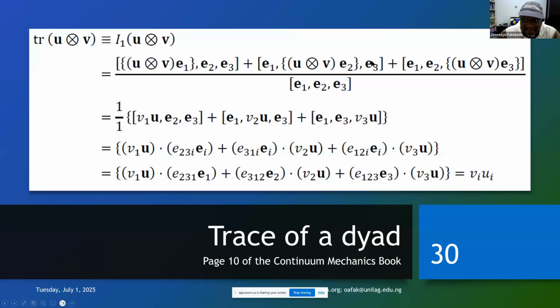From this line to the next line is very easy, because if you open this dyad, what you have in the first bracket is V dot E1. That is the first component of V, the component of V in E1. That's why you have V1 in the direction of U. We do it in the second case. You see it is V2 in the direction of U, and then the third one is V3 in the direction of U. And then E1, E2, E3.